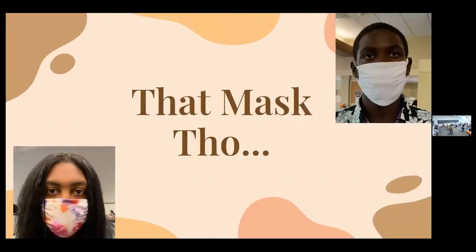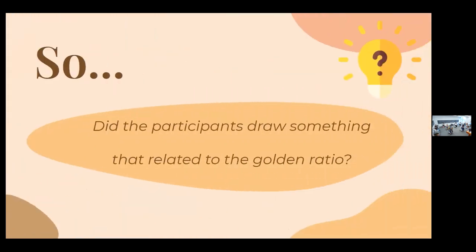That mask though. So we did a perception experiment evaluating how masks affect our perception of one's facial features. And we had a female subject and a male subject. And we wanted to identify if the participants would draw something that correlated to the golden ratio without telling them anything about it.